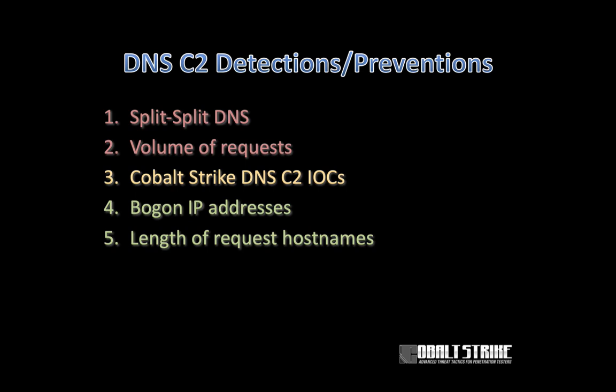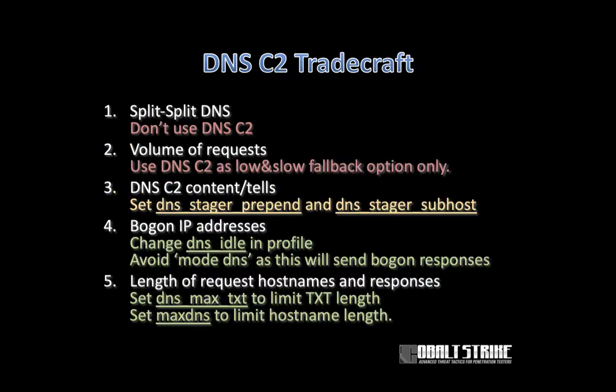The fifth detection strategy, looking again for something that is just abnormal, is to look at the length of request host names. A 200 character or more request host name is potentially a sign of DNS tunneling, especially when you tie that to a volume of requests. So here's how I recommend that you deal with this state of affairs. If you're in a network that does split-split DNS, don't use DNS C2. It's off the table.